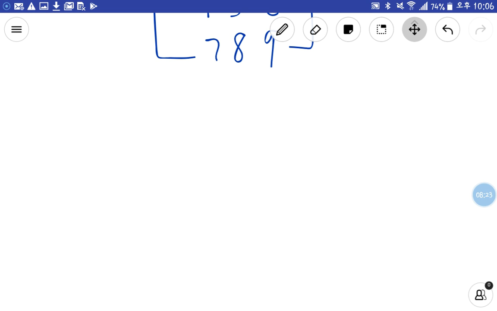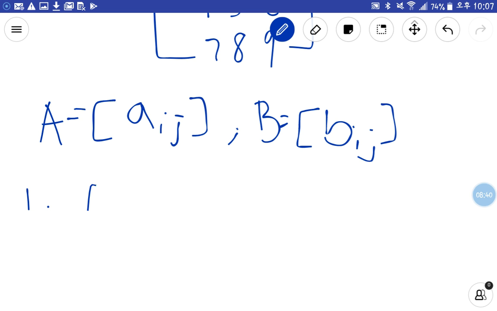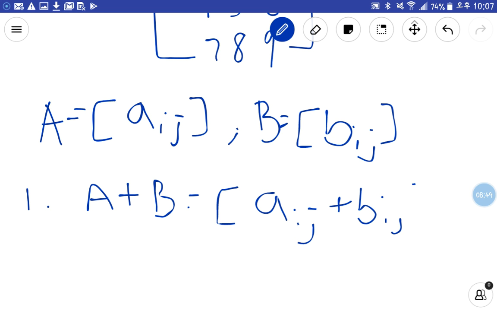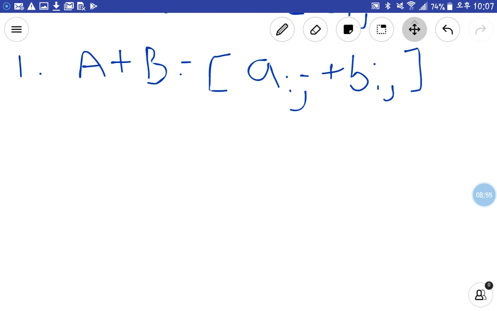So let's say my matrix A is this, and my second matrix B is written like that. Now the sum of A and B, which is A plus B, is Aij plus Bij. What does that mean? I'm going to show you an example. You need to know that they need to have the same order so that we can work with them. If they don't have the same order, forget it. We cannot really do it.